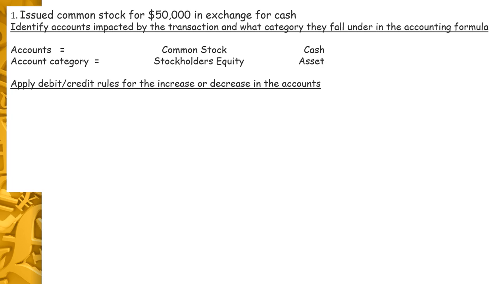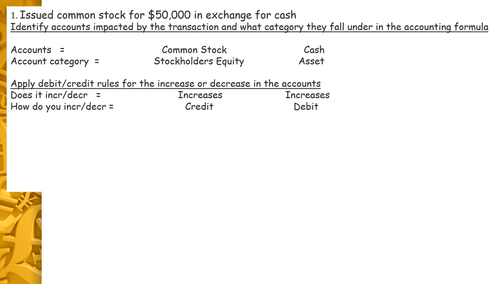The next thing you need to do is apply the debit credit rules for the increase or decrease in the accounts. First, you got to figure out, did they go up or down? Well, in this case, common stock increased because we issued out more stock, so it went up. And we received cash in exchange for the stock, so cash went up. So if you're looking at this, you notice we have two things, they both increased.